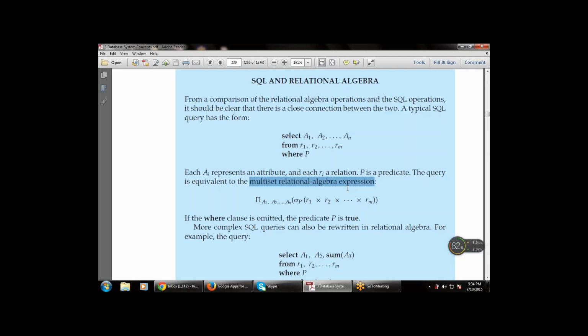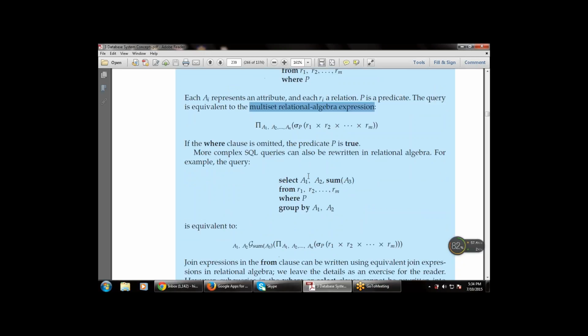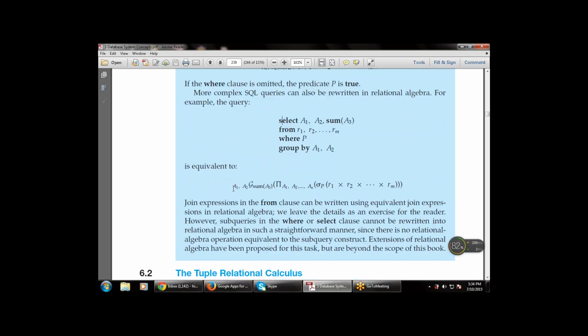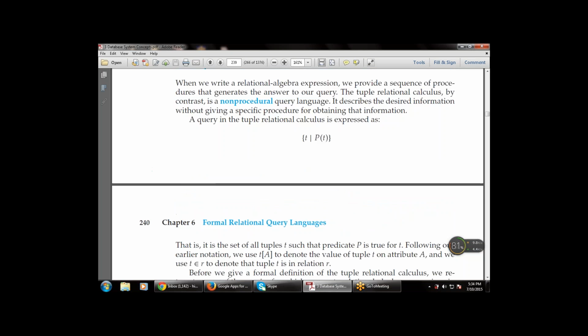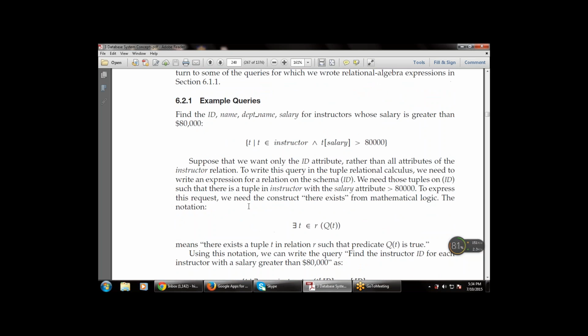More complex SQL queries can be rewritten in relational algebra. For example, this query, select A1, A2, A3 from a table, is equivalent to a pi A1, A2 up to AN over R1, R2, R3. Join expressions in the from clause can be written using equivalent join expressions in the relational algebra. So this is the relationship between SQL and relational algebra queries.